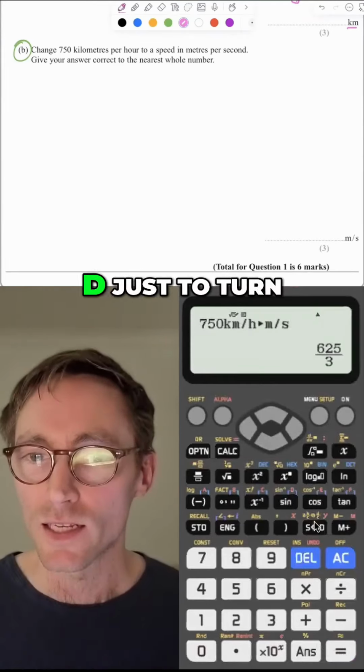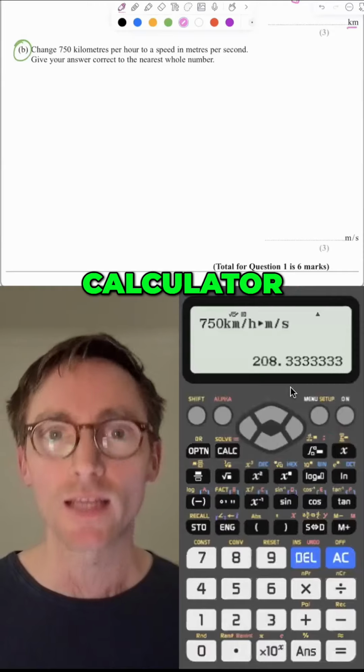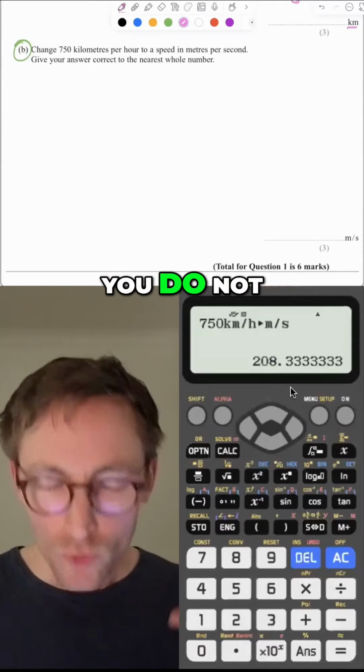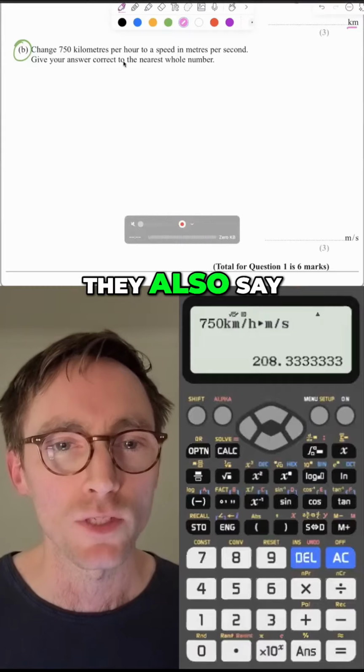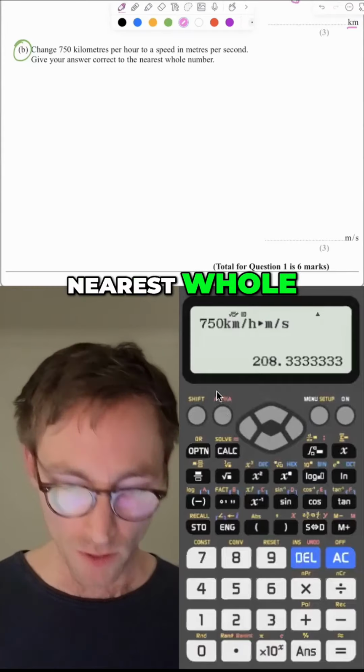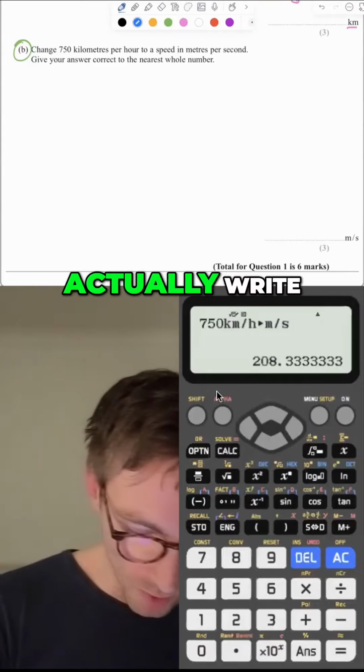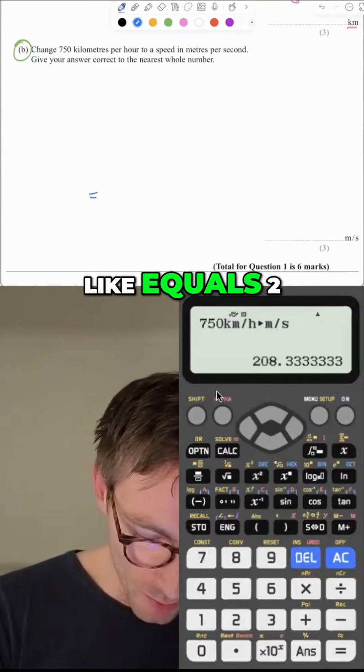Now, just to remind you guys, when it comes to calculator hacks, you do not just write the answer and move on. You have to show your workings here. They also say give it correct to the nearest whole number. So what I would do here, I would actually write equals 208.333 dot dot dot, and then my final answer is going to be 208. I would actually come in here and write the answer in the answer box.